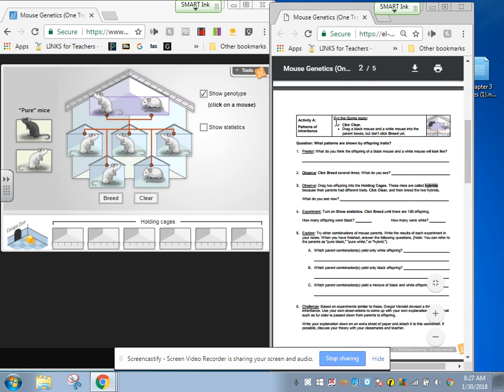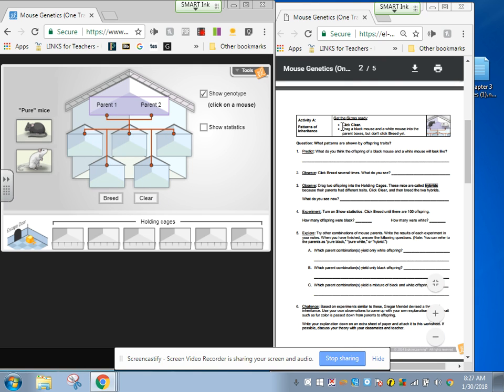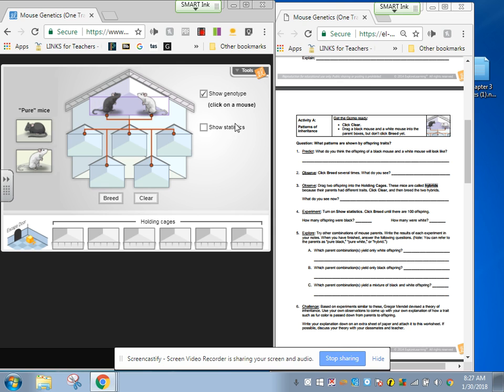So then the next part, activity A, we have to click clear according to these directions. It tells us to drag a black and a white mouse into the parent boxes, but don't click breed yet. So black here, white there. It says, what do you think the offspring of these two mice are going to look like? There's really not a wrong answer. It's just what you think they're going to look like. Then two, it says click breed several times. Okay, did it three times. What do you see? I see that the offspring are always black. So that's what I need to be writing right there.